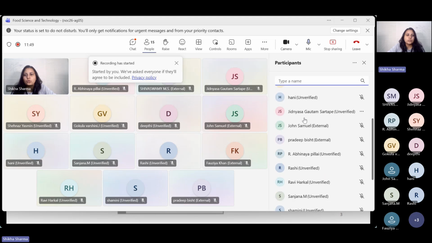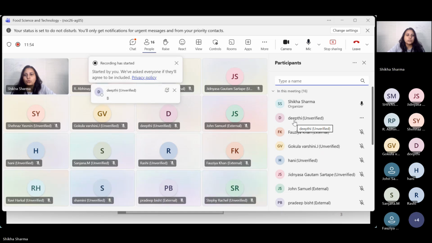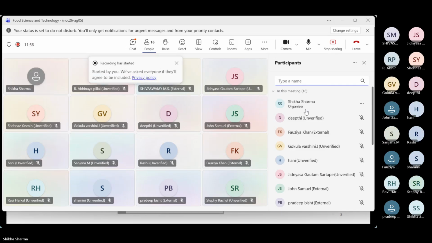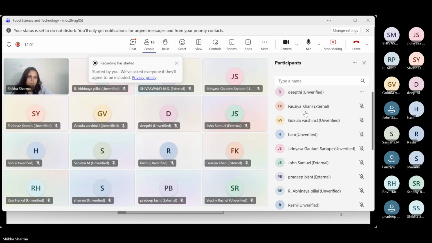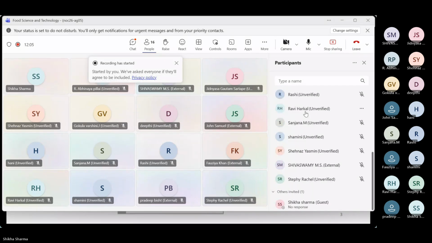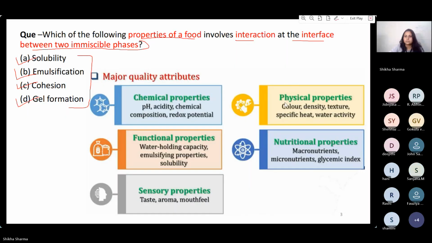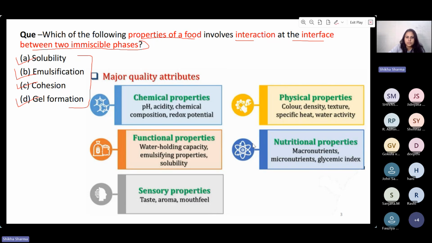Shahnaaz, emulsification. Okay. Shivaswamy, B, emulsification, and Dipti also B, emulsification.